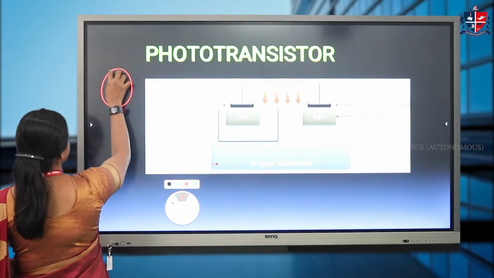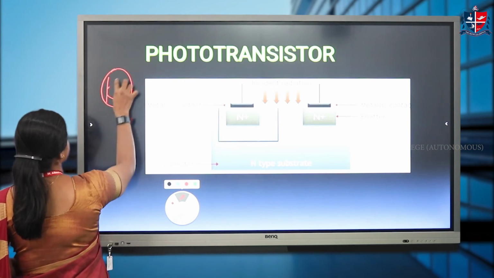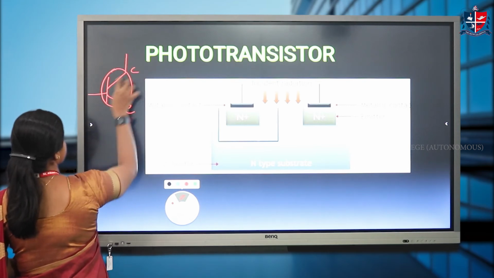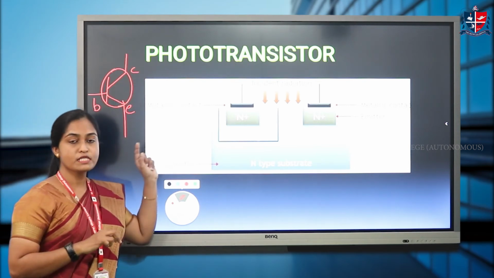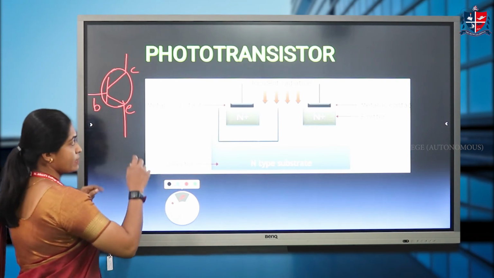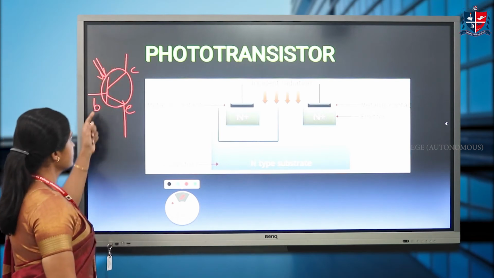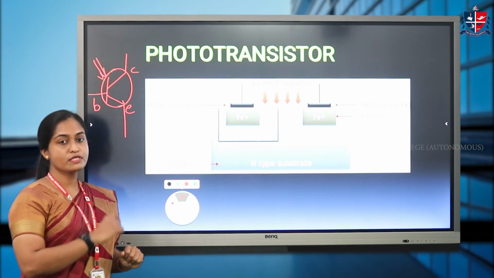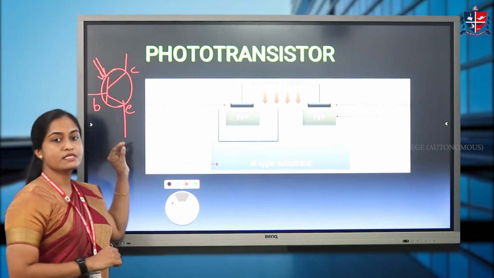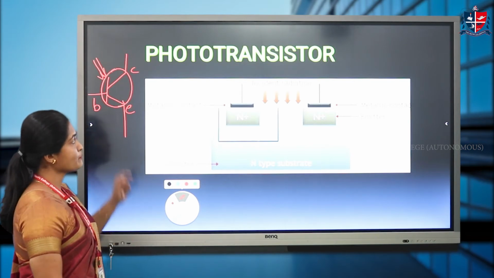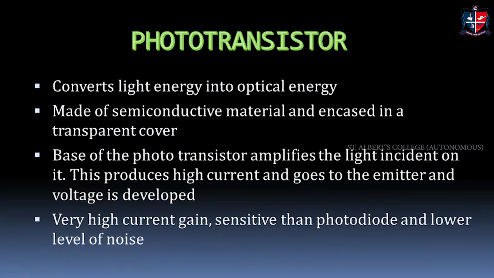This is the circuit symbol. This is the emitter region, collector, and base. Actually, this is the circuit symbol of a conventional transistor. The phototransistor can be represented like this. So this is the normal circuit symbol of a transistor with two incoming arrows, which represents a phototransistor. A phototransistor has a very high current gain. It is more sensitive than a photodiode.